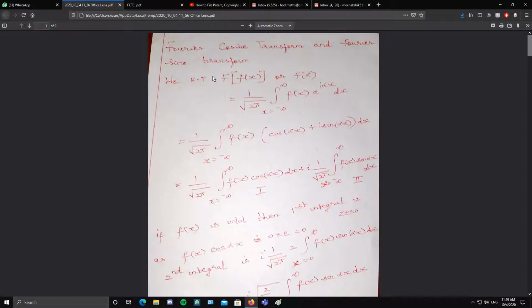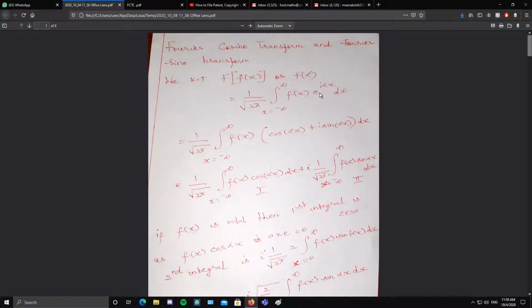Given f of x, what is the Fourier transform? The Fourier transform of f of x is defined as 1 by root of 2 pi integral x equals minus infinity to infinity f of x e power i alpha x dx. Since the definite integral is a function of the constant alpha, we also write it as f of alpha or f cap of alpha.